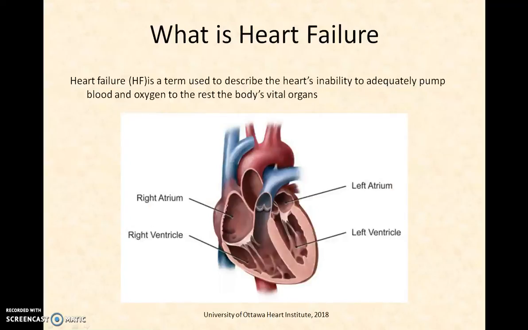So what is heart failure? Heart failure is a term used to describe the heart's inability to adequately pump blood and oxygen to the rest of the body's vital organs.